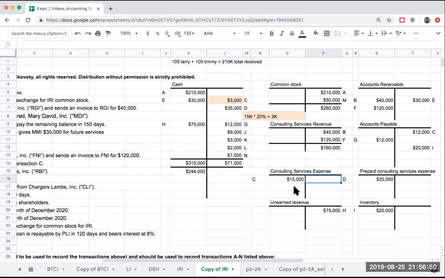Okay, so I'm just going to go through here and total up these different accounts.